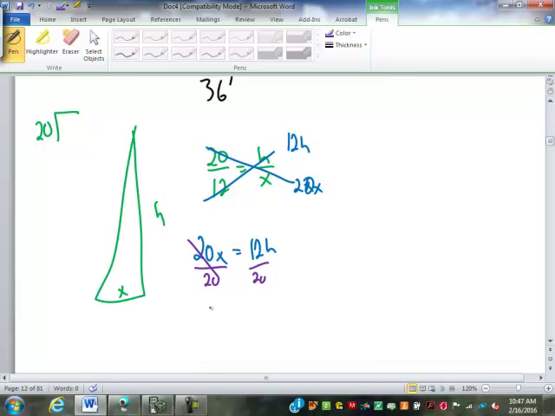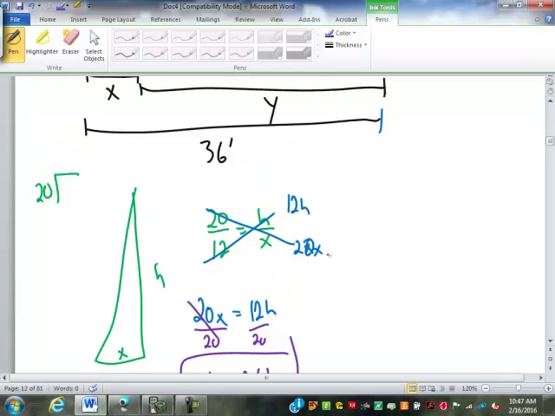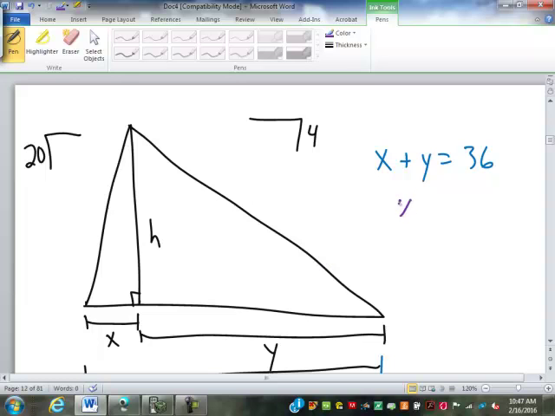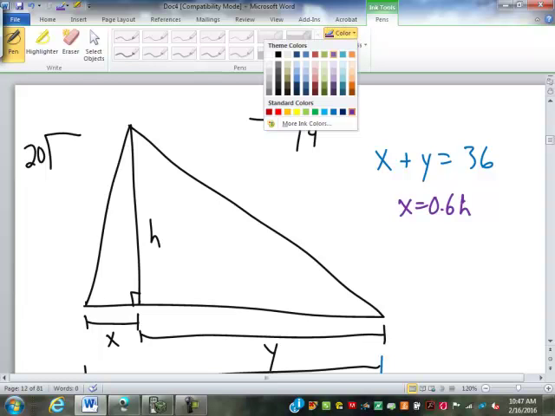Yeah, but I divided them. So x equals 0.6h, or 3/5, either one. So I'll put that up here. How many of you had that? X equals 0.6h or 3/5 h. You actually had it? Cool. I'm proud of you.